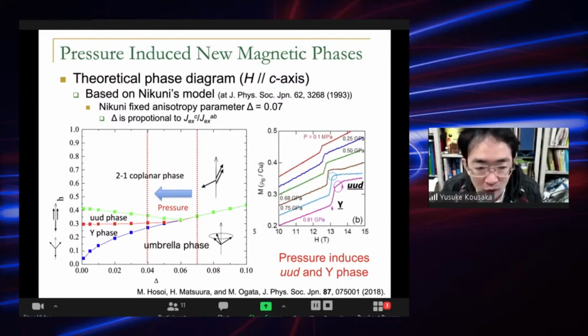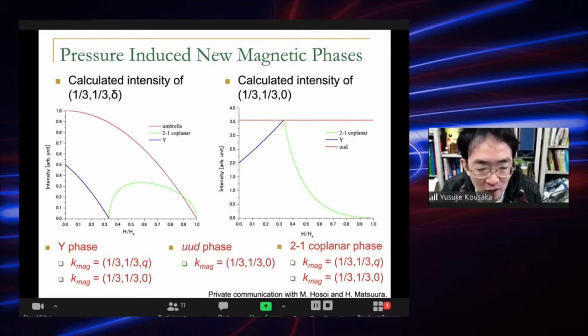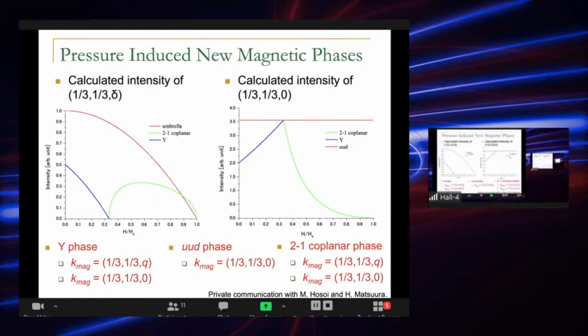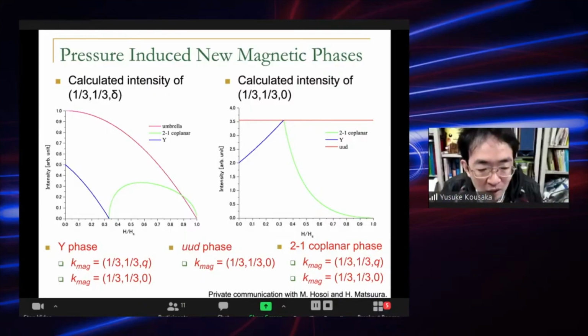So we also estimate the intensity of each phase. Just by checking the field dependence of the intensity, we can distinguish the three phases. In the case of the Y phase and the 2-1 coplanar phase, the magnetic structure can be described by three propagation vectors. And in the case of the up-up-down phase, it can be described by only 1/3 Q.